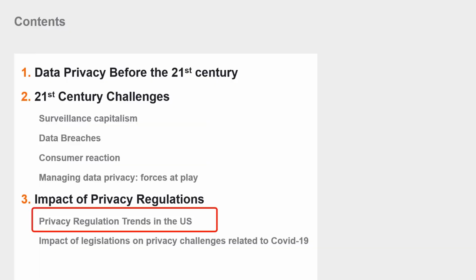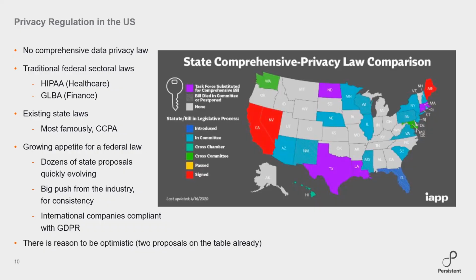I now want to talk about the privacy regulation trends in the US because the situation is unclear and is quickly evolving. As you know, in the US there is no comprehensive privacy law, but some state laws and traditional sectoral laws at the federal level, such as HIPAA in healthcare and GLBA in finance. However, there is a global appetite for a federal law. As you can see here in this map, there are a lot of bills at different stages of the process, but a law is sorely needed because these bills are inconsistent.